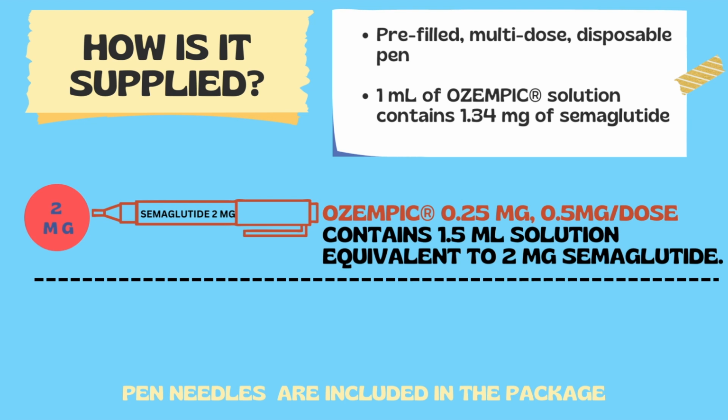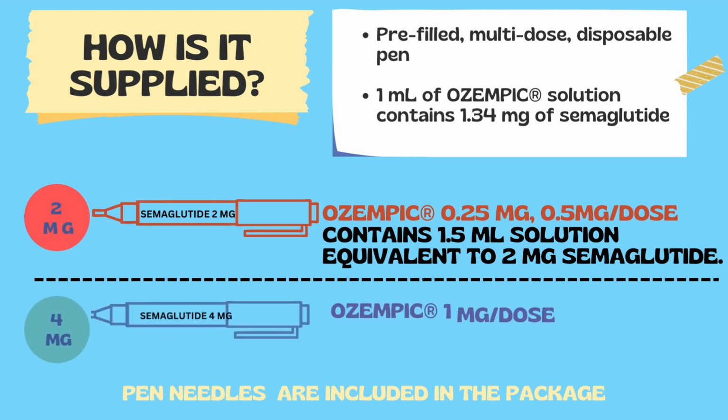They come in a 2 milligram pen, and this is for dosings of 0.25 milligram to 0.5 milligram. So generally this is the pen that a patient will start out with. This contains about 1.5 mL of solution, and that's equivalent to 2 milligrams of semaglutide. And 1 mL of the Ozempic solution in the pen contains about 1.34 milligrams of semaglutide.